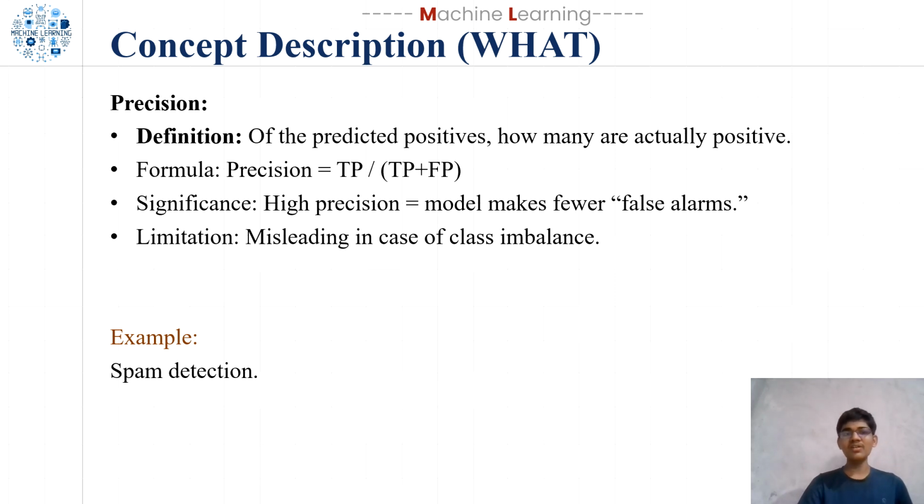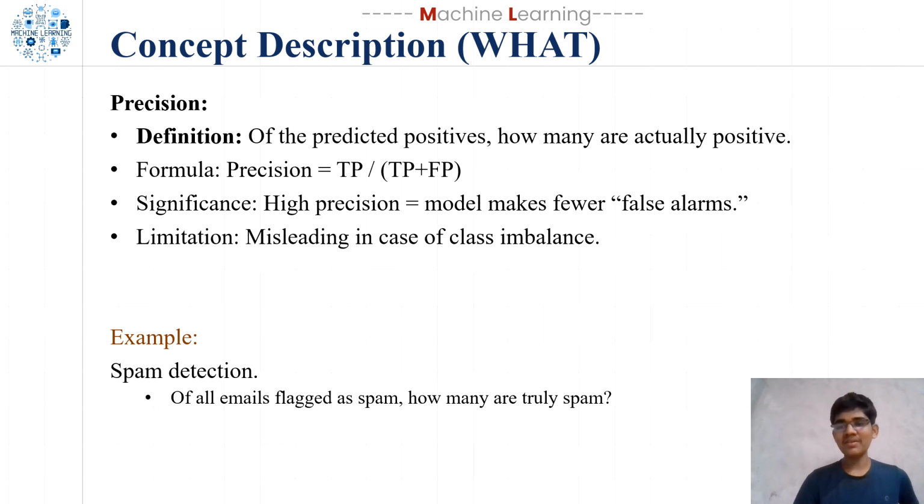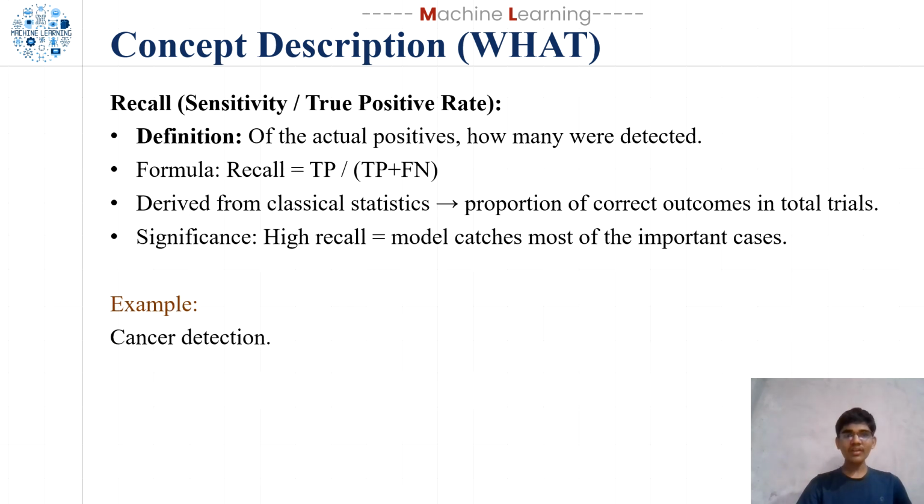Let's take the example of spam detection. Suppose our model predicted 50 emails as spam, but only 45 were truly spam. Then the precision is 90%. We can say that our model has few false alarms because the precision was pretty high, that was 90%. Recall. Recall asks, out of actual positives, how many were detected? It is also derived from classical statistics. If the recall is high, then the model catches all the important cases.